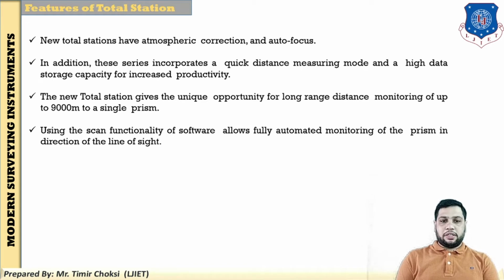The new total station gives the unique opportunity of long range distance monitoring up to 9,000 meters from a single prism. And last, using the scan functionality of the software allows fully automated monitoring of the prism in the direction of the line of sight. So students, these are the features of the total station.